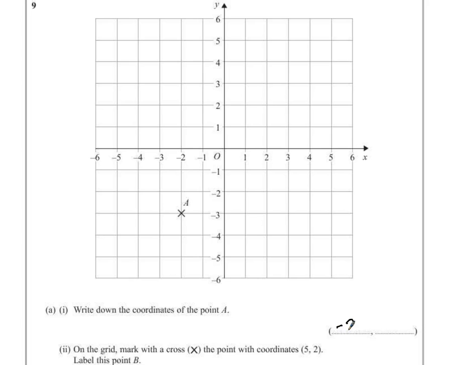-2. The second part of the coordinate then is how far up or down the scale it goes. So we look at the y-axis. A is in line with -3, so our coordinate is -2, -3.